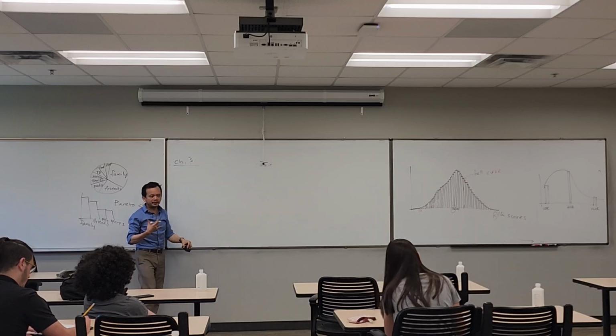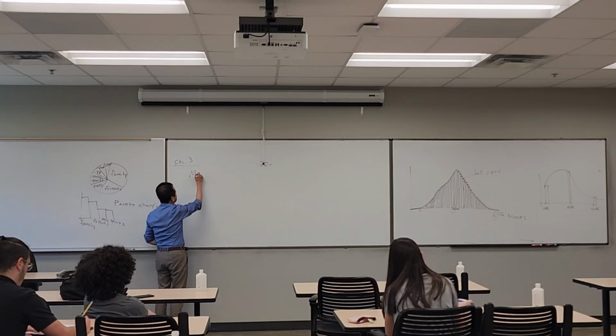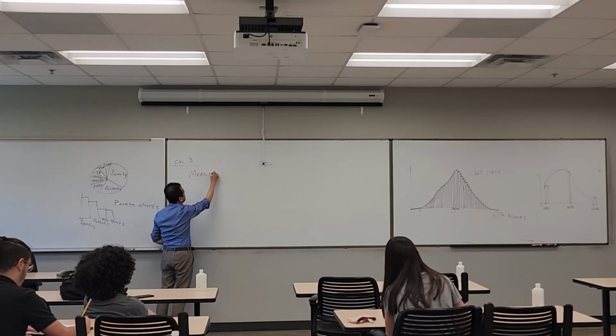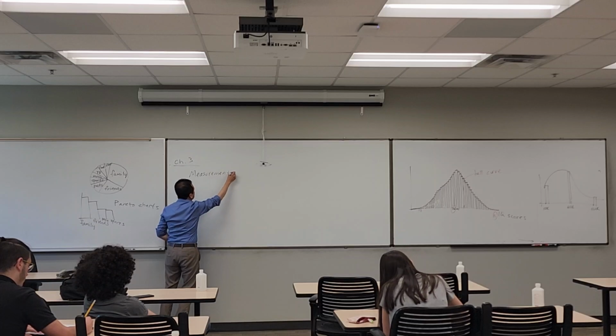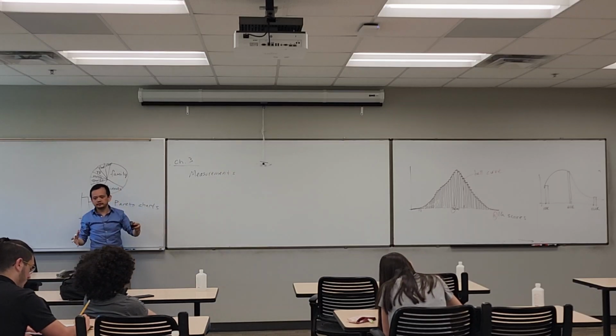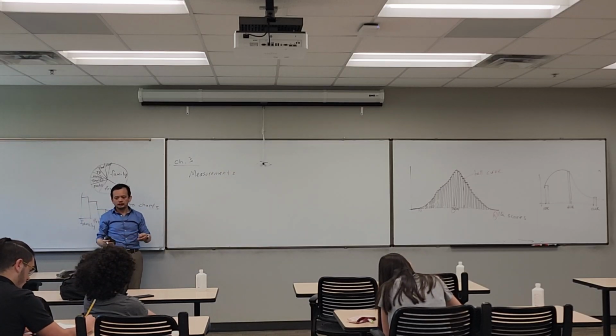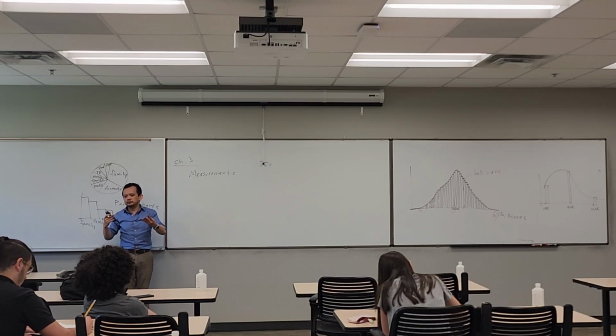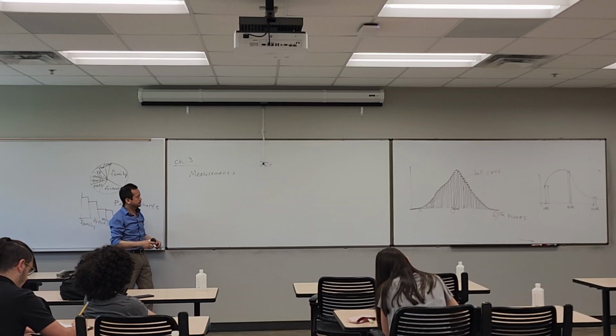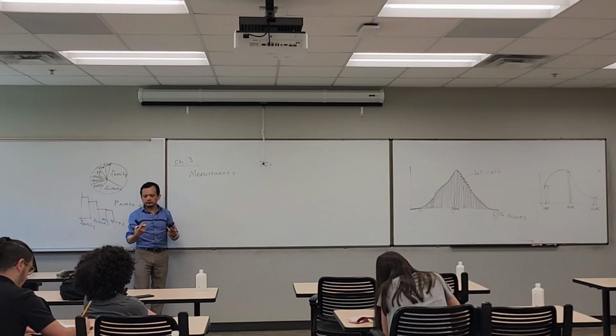So chapter 3 will be on measurements. If you have a bunch of numbers in your data set, we want to be able to consolidate all those numbers into one single number, where that single number describes something meaningful about the data set. So the first meaningful thing we want to talk about the data set is the center.